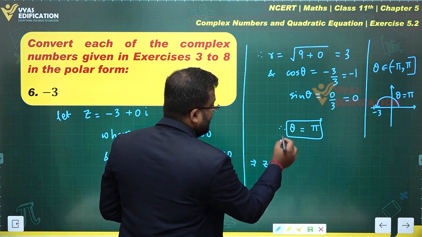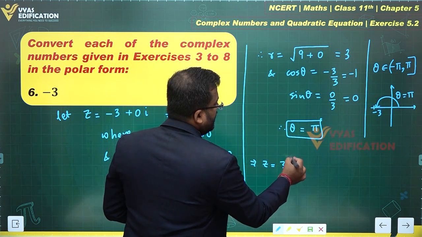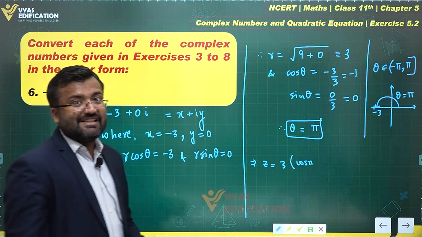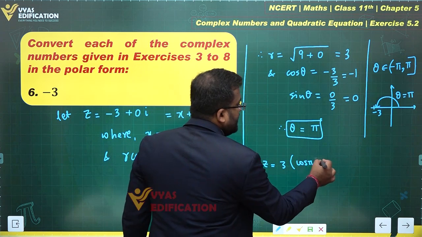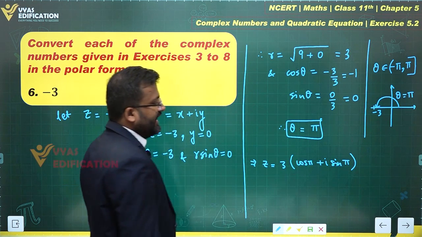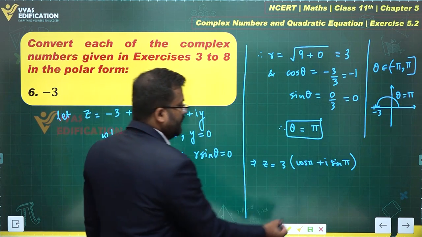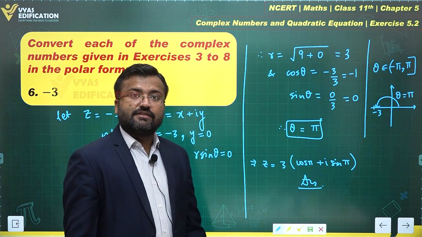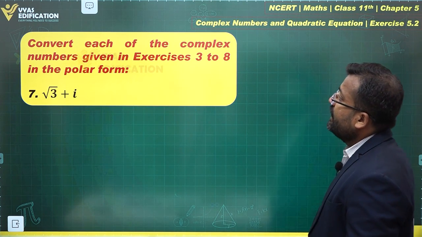Z equals r times cos theta plus i sin theta, where theta is pi. This is what I'll be getting: cos pi plus i sin pi, and yes, that is my final answer for this question over here. Yes. Let's talk about this one.